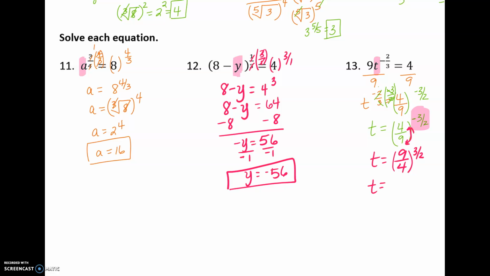Now I'm going to turn it into radical form. I'm going to do the square root of 9/4 cubed. 9 is a perfect square. It's 3. 4 is a perfect square. It's 2. Now I'm going to cube this.